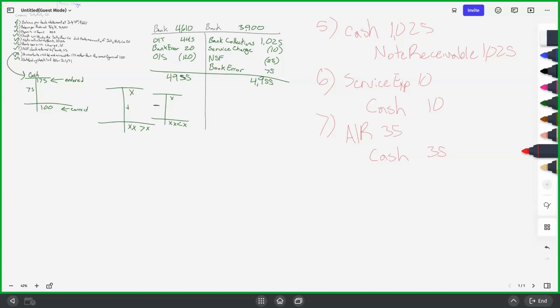All right, last thing is that book error. It doesn't really state it in the question, so we're just gonna say that this was due to a utility bill. So what do you think we're gonna have to do first? Do we debit cash or credit cash? Credit.